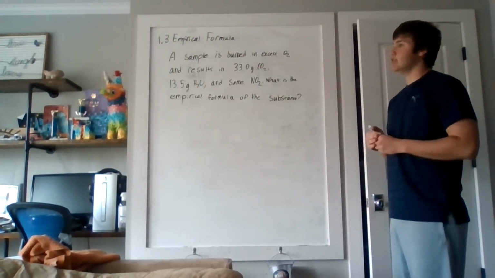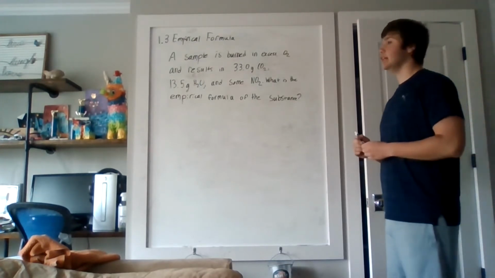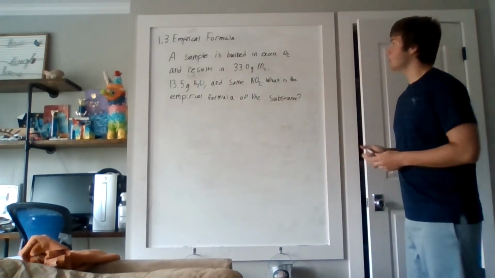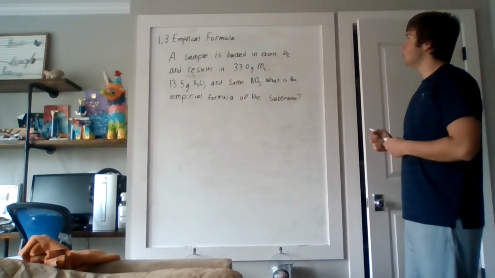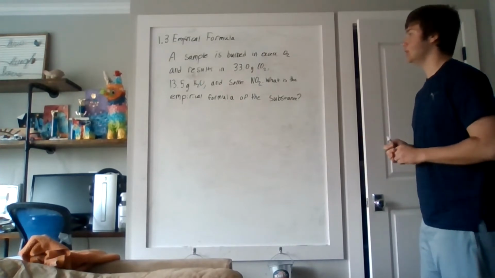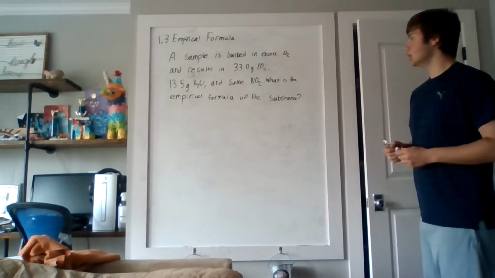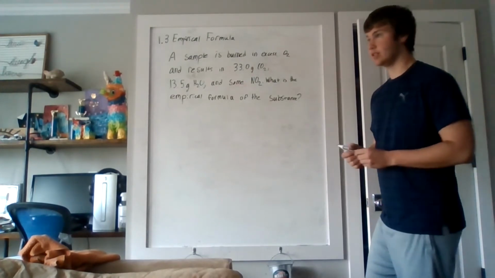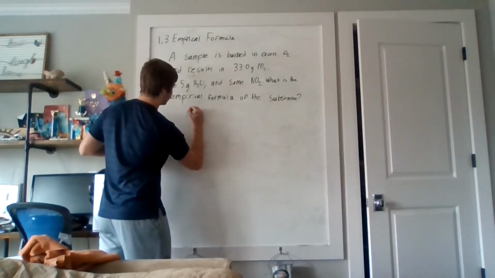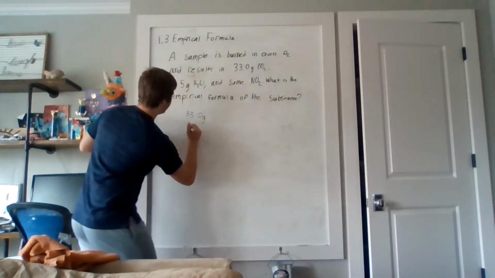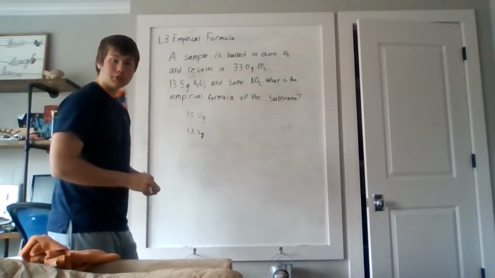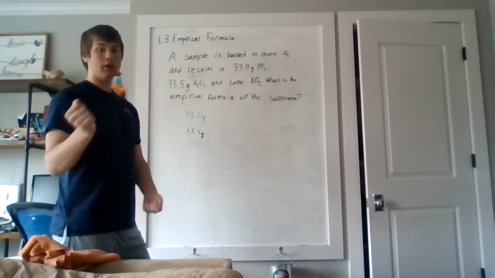Whenever you have a question that talks about a combustion reaction, usually it is carbon analysis in terms of finding empirical formula. So in this problem, a sample is burned in excess oxygen and results in 33.0 grams CO2, 13.5 grams H2O, and some NO2. So now we have to find the empirical formula of the substance. So the way we do this is first, we take both 33 and 13.5 and use the molar mass of CO2 and H2O to figure out the moles of CO2 and H2O.